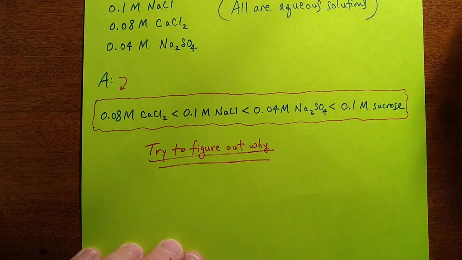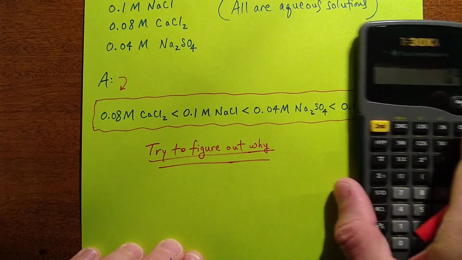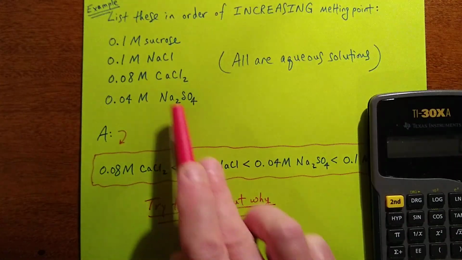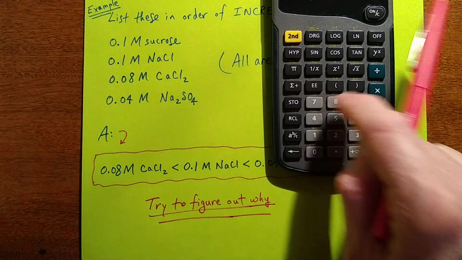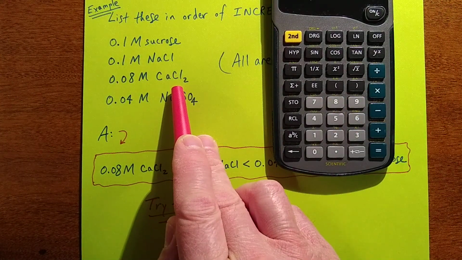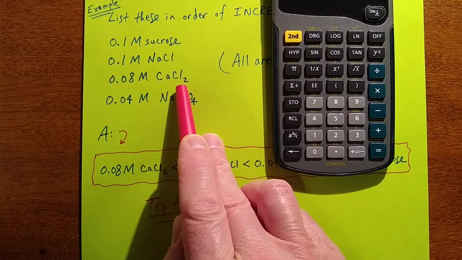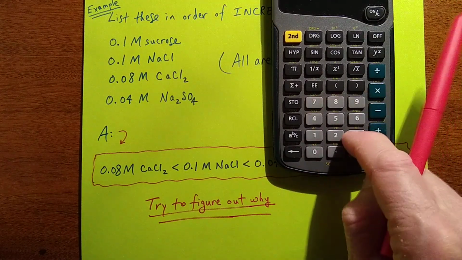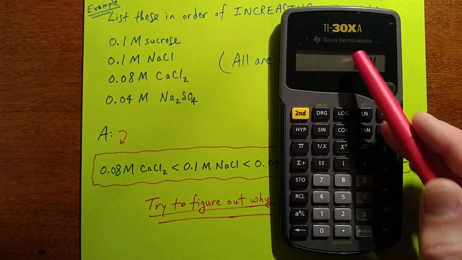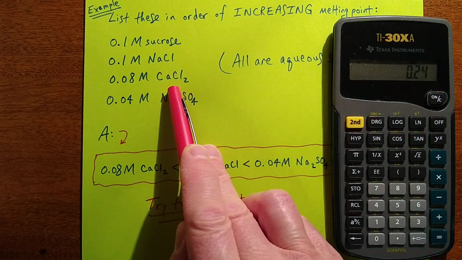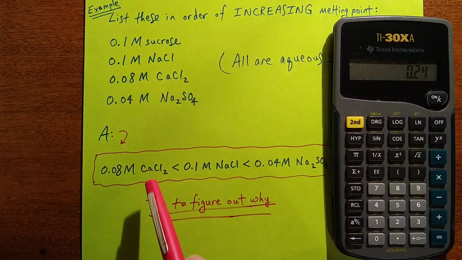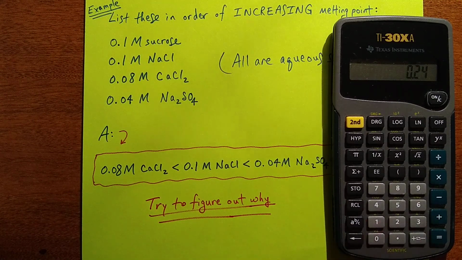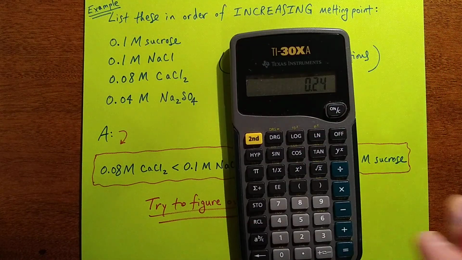So if you take a calculator and take 0.08, which is the concentration of calcium chloride, 0.08 times how many particles are released. When this dissolves, it makes 1 calcium and 2 chlorides, so that's 3 particles total. So 0.08 times the number of particles, 3, is 0.24. So that means that this solution would have its freezing point or melting point lowered 0.24. It has the highest concentration of particles, 0.24.